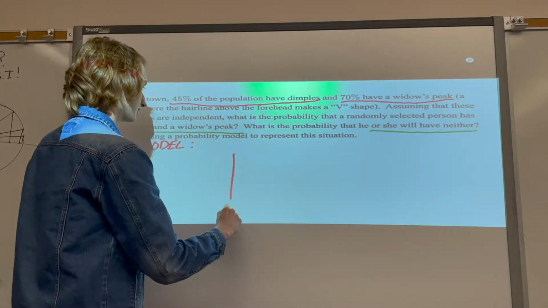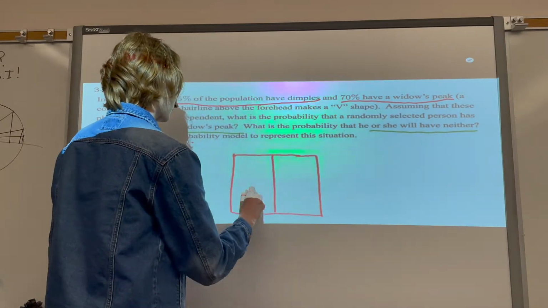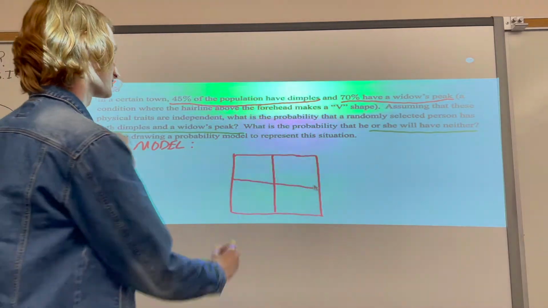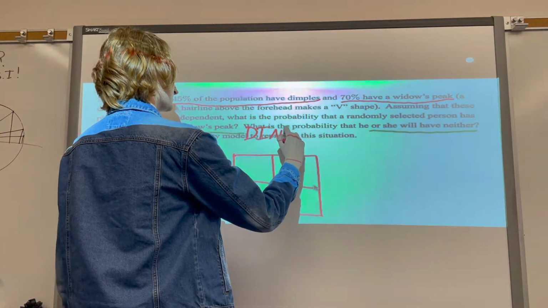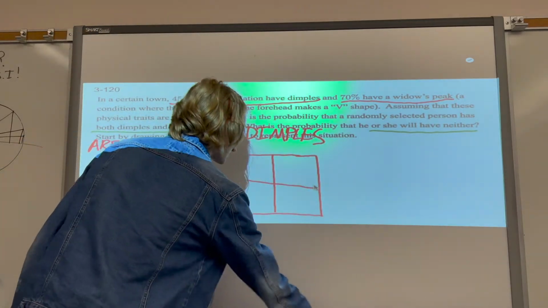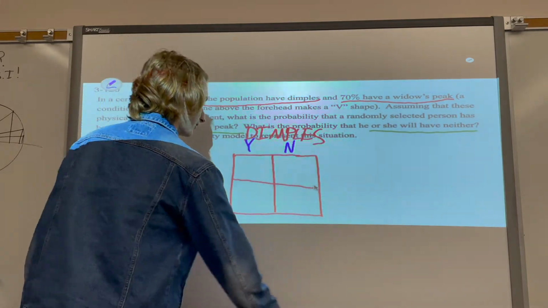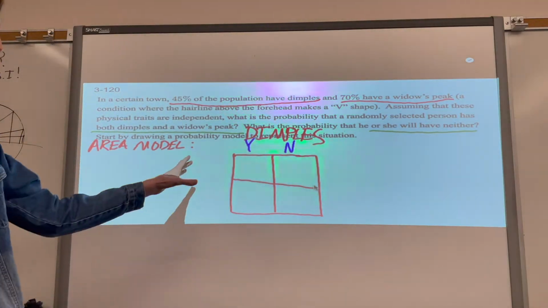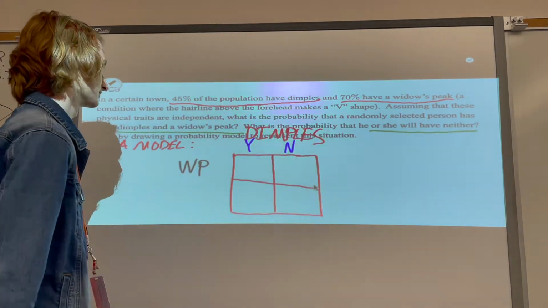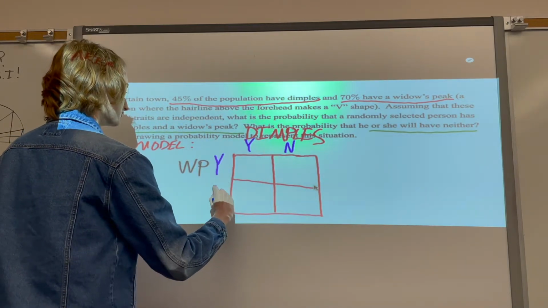Okay, so it says right here, in a certain town, 45% have dimples. So I'm gonna make the top dimples. Okay, so 45% are yeses. So yes, they have them. That would be 45%. No, they don't. That would be, we'll get into that. On the left side, we have the widow's peak. Okay, so either yes, you have it, or no, you don't.